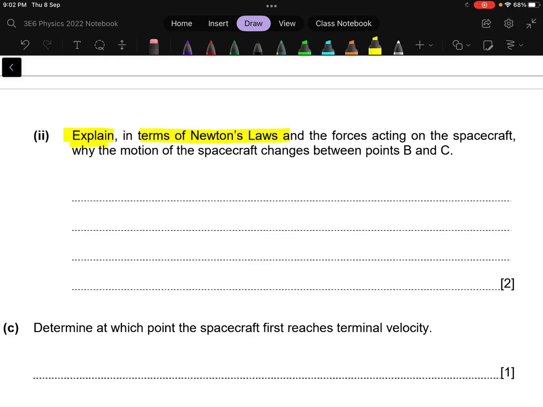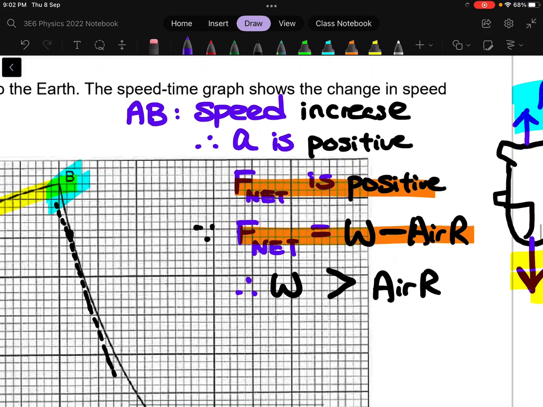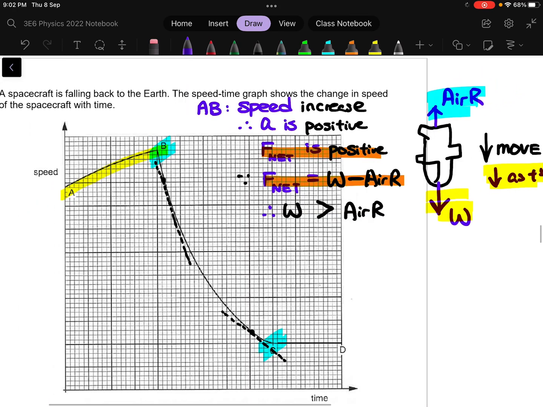Then for part 2, I'm asking you in terms of Newton's law, I want you to explain now. So explanation actually refers to what we have done over here. But this is for AB, so I want you to do it for BC. So pause the video, follow the same logic, look at BC, how is the speed changing? What is the a? What is the F net? Then tell me W versus air resistance. So that will help you explain it. So pause the video, think for a little while, how to explain the motion for BC.